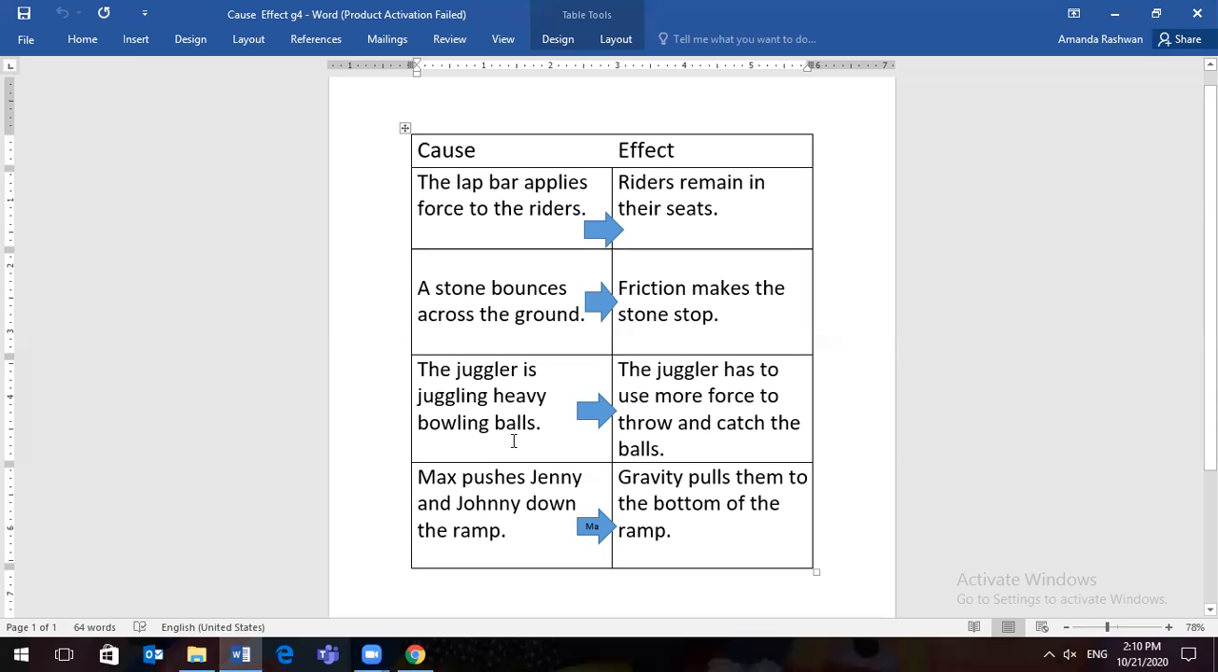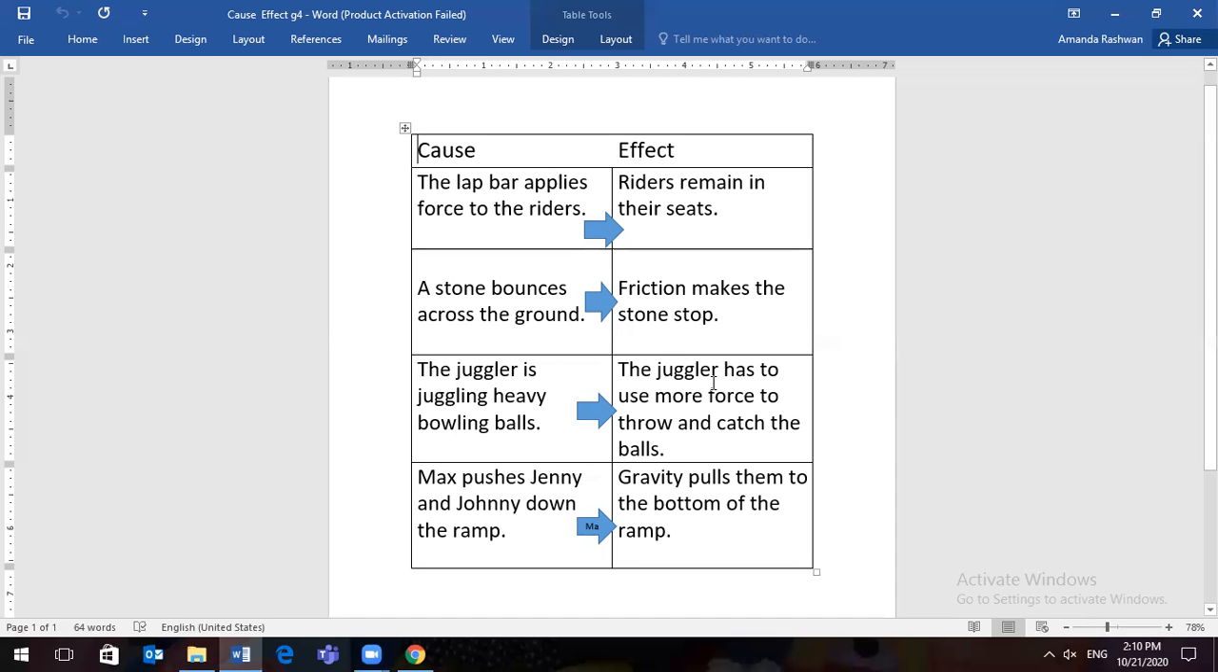Okay, the next one we discussed is the juggler. There are 2 jugglers in our story. One is juggling small balls, and the other juggler is juggling heavy bowling balls, okay? So why something happens is that the juggler is juggling heavy bowling balls. It's because the balls are heavy.